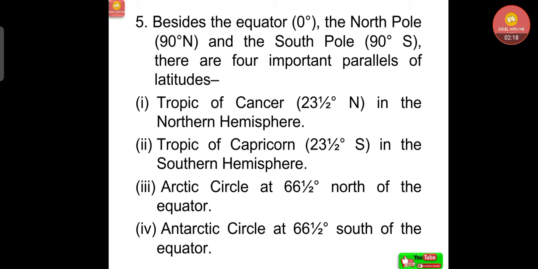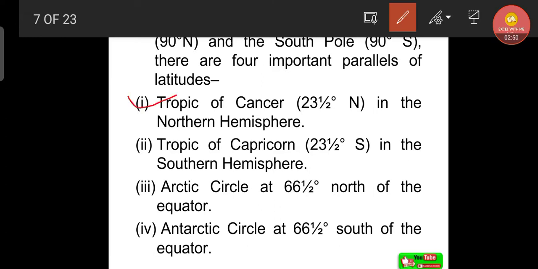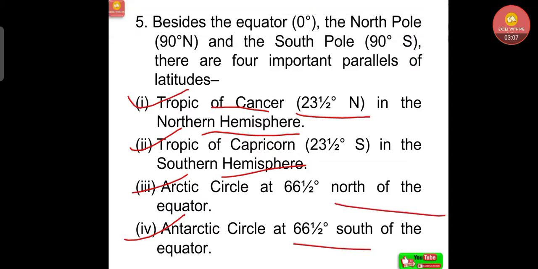Now besides the equator 0 degree, the north pole 90 degree north and the south pole 90 degree south, there are four important parallels of latitudes: Tropic of Cancer, 23.5 degree north in the northern hemisphere; Tropic of Capricorn, 23.5 degree south in the southern hemisphere; Arctic Circle at 66.5 degree north of the equator; Antarctic Circle at 66.5 degree south of the equator. These are all very important questions. Different questions can be asked related to degrees and the hemispheres, southern and northern, and also where these are located, near the poles or equator. We have to understand these statements.